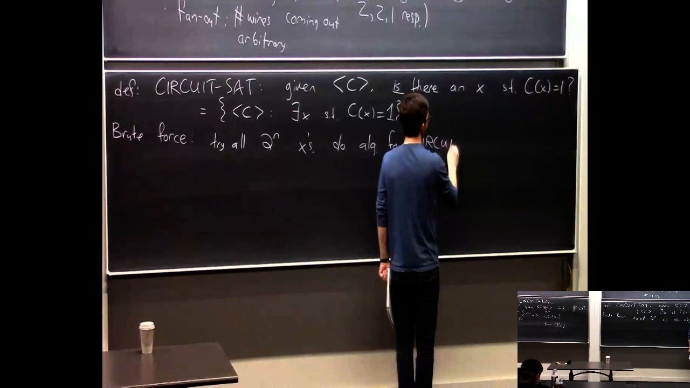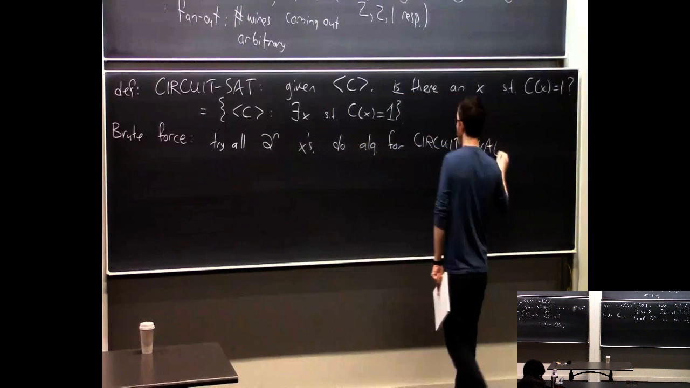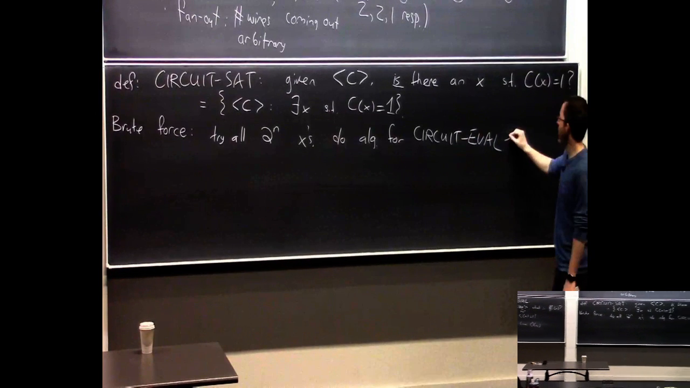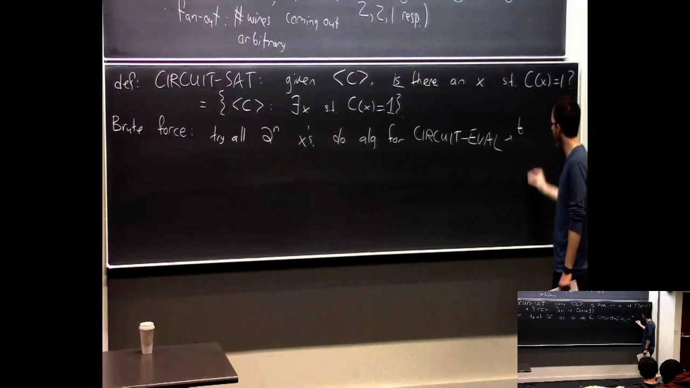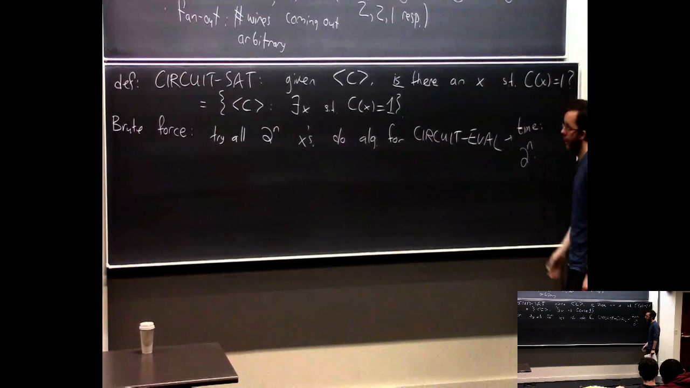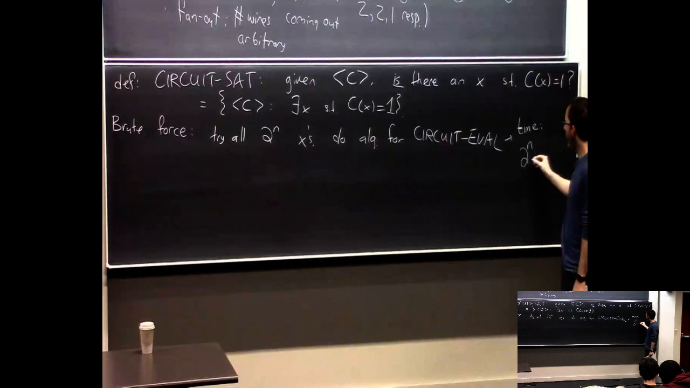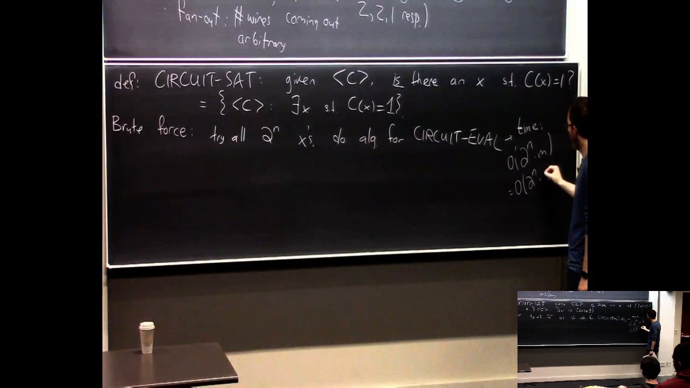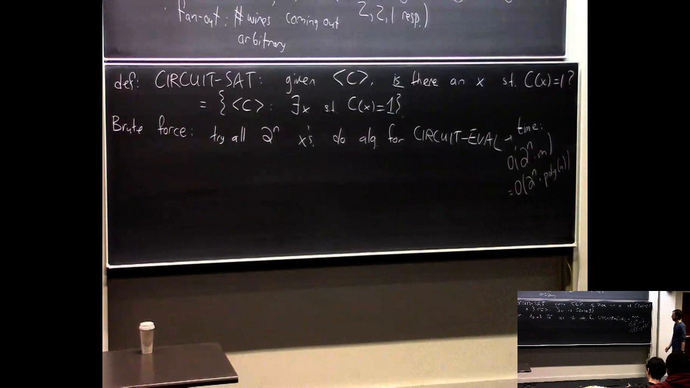And see if you get 1. And if you do, then great, you can output yes. And if you cycle through all the 2 to the n x's and they all make the circuit 0, then you can output no. OK, so the time for this, well, it's 2 to the n times, if you want to get really excited, you could put m. Or, if you're just relaxed, you can just say 2 to the n times poly n. OK, basically 2 to the n time. Maybe even a little bit more than 2 to the n.